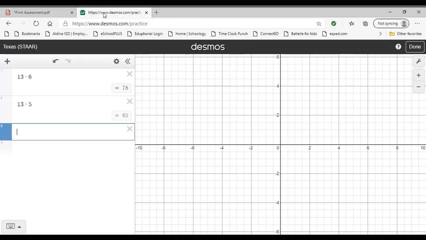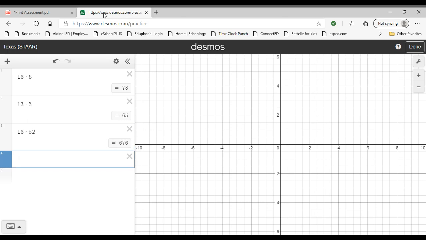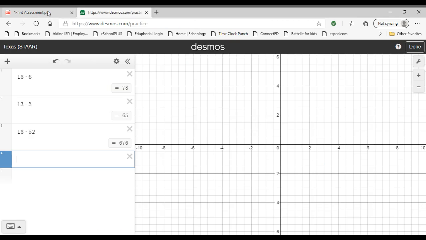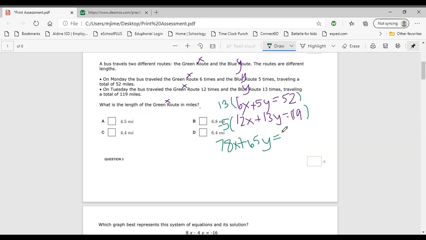5, and 13 times 52. So 78 and here 65, so 78x plus 65y. Oh, don't forget the X. 676.